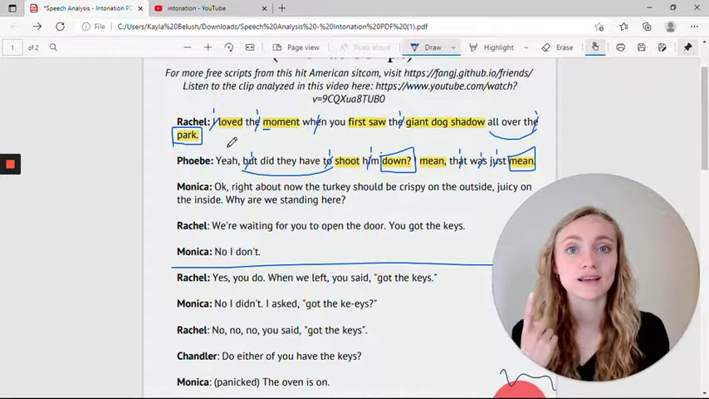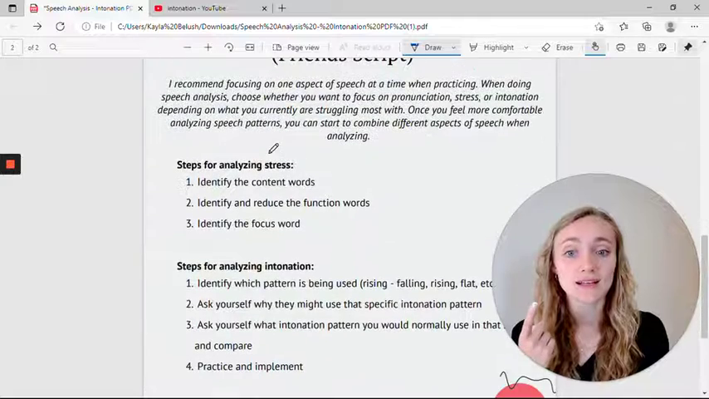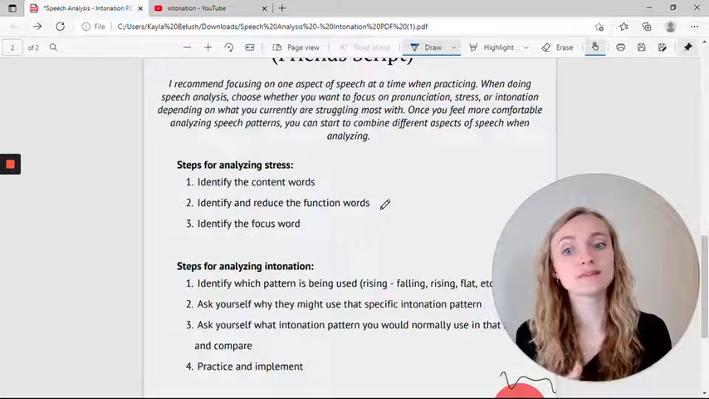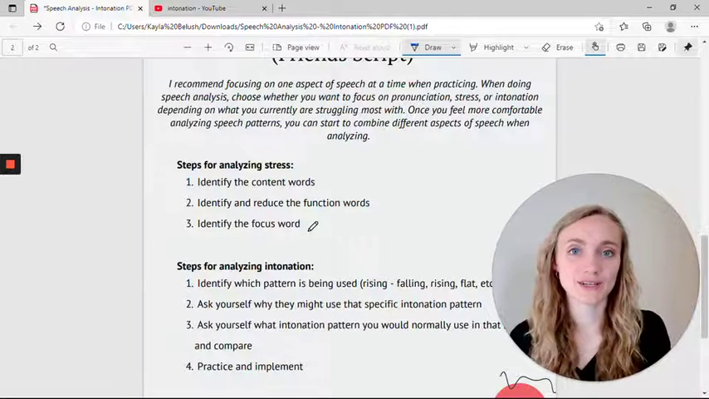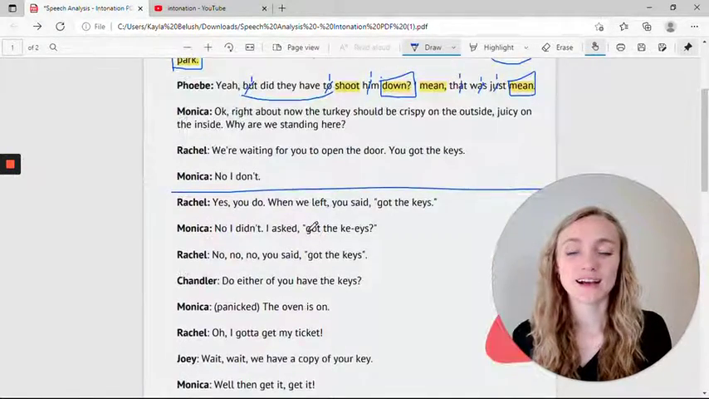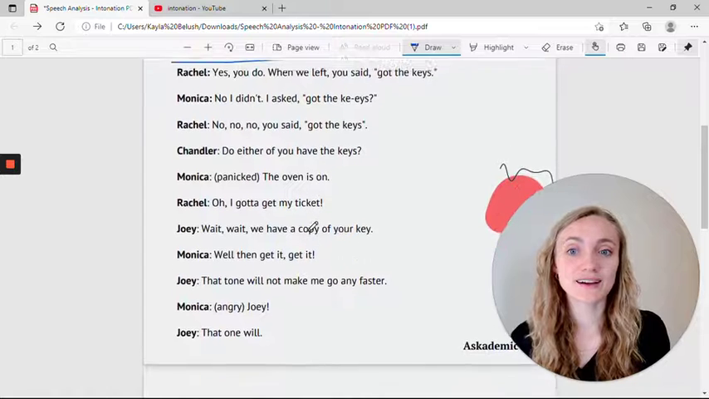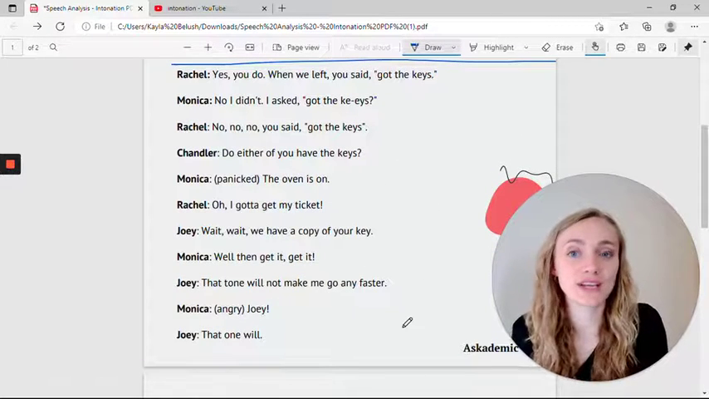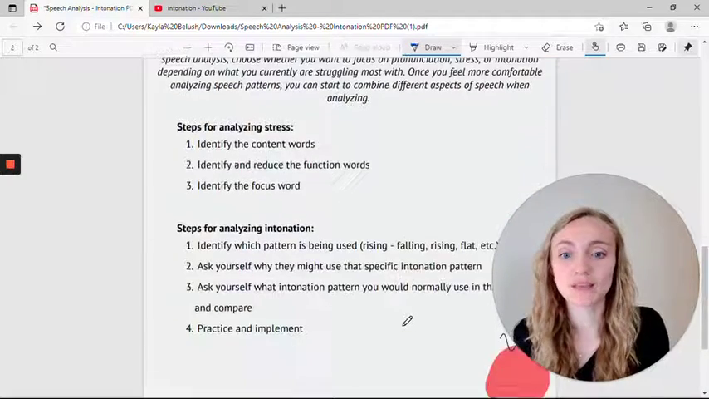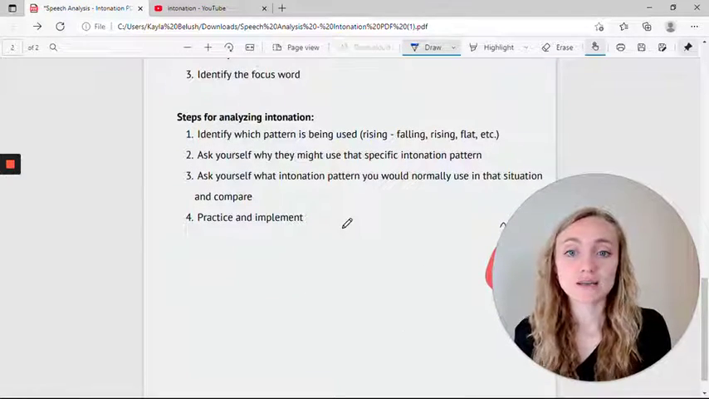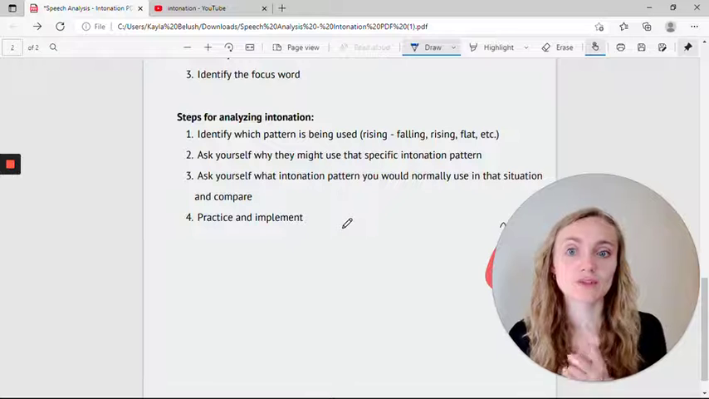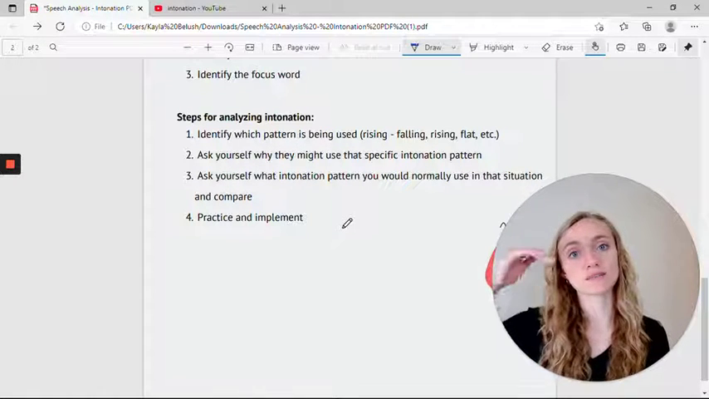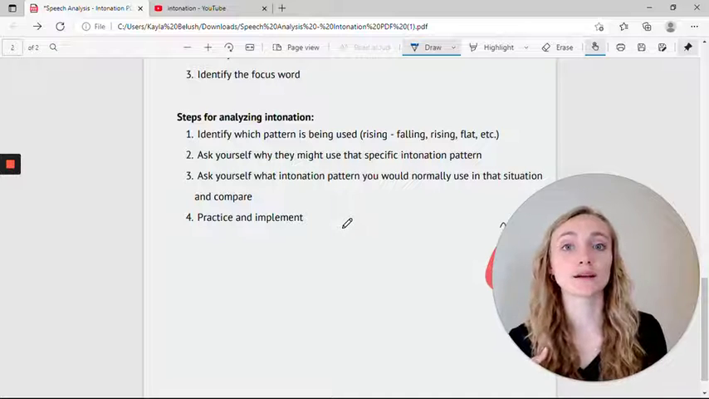So that's what we do, okay? We identify the content words, then we identify and reduce the function words using a schwa, and then we identify the focus word, okay? So now we're going to do a little bit of intonation work with this next part because we hear a miscommunication based on intonation. So, steps for analyzing intonation. First, we're going to identify which pattern is being used. So is it like a rising to falling, like we do for statements?